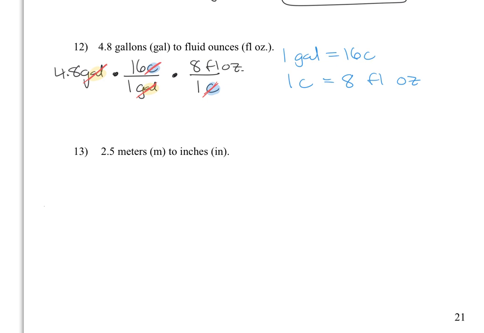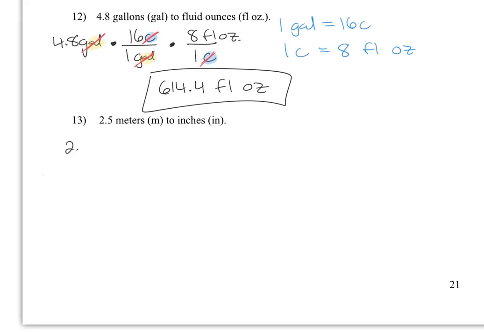So do 4.8 times 16 times 8, hit enter. Yep, 600, what was it? 614.4. Awesome, fluid ounces. Okay? You would have gotten the same exact thing if you did it as 2 separate conversions as well. All right? Let's do our meters to inches.